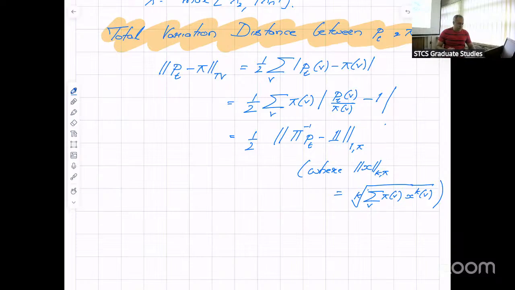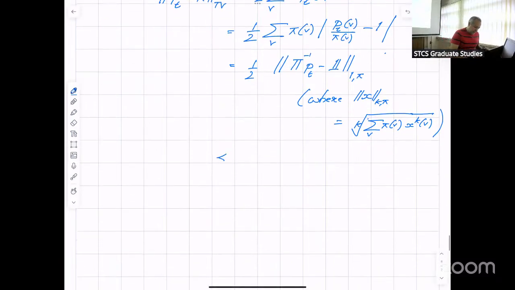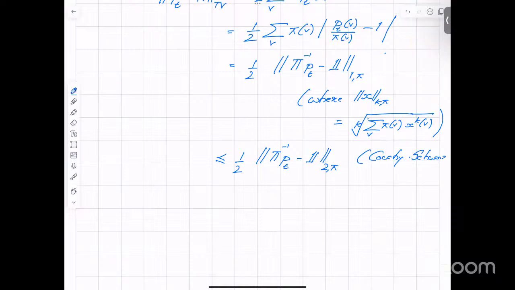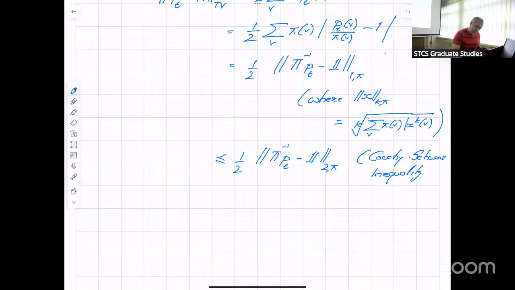Now Cauchy-Schwarz will tell you that this is less than or equal to half pi inverse PT minus the all ones vector, but in the 2 norm. This is just Cauchy-Schwarz. Is there an absolute value for x of v or no? This one? Yeah, here, yes. Okay. Sorry, yeah, there is an absolute value.